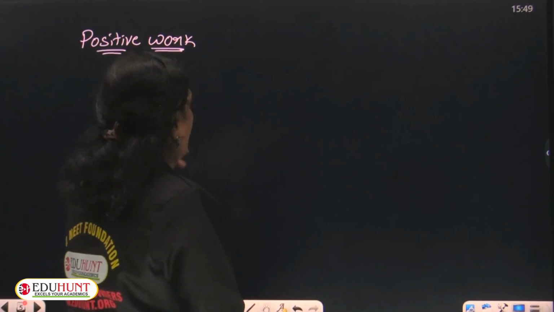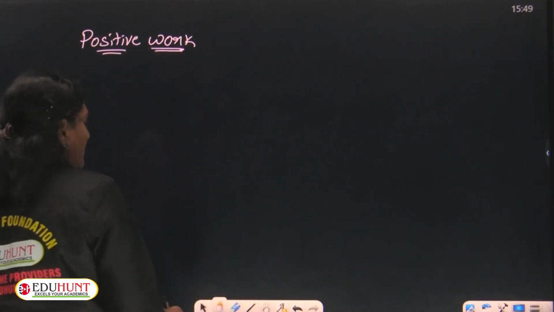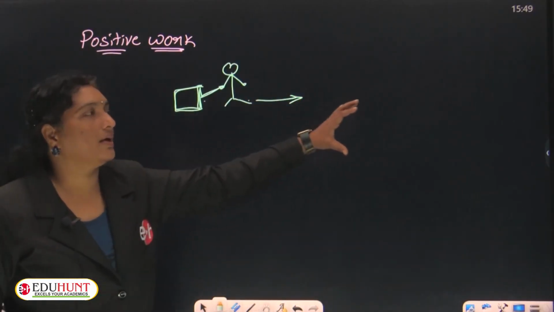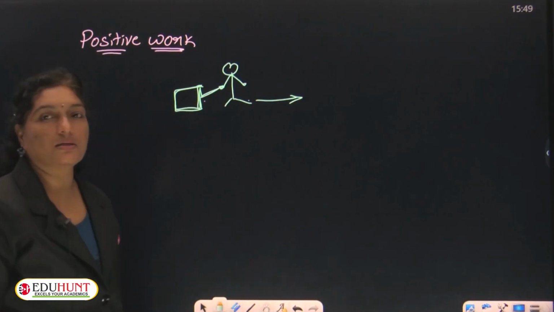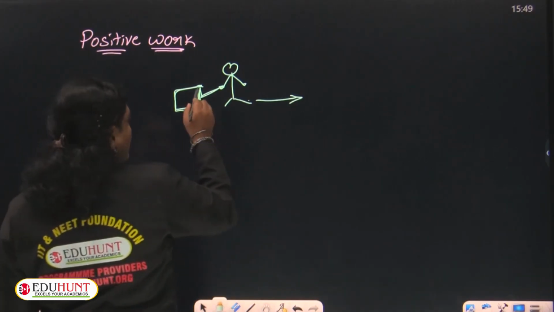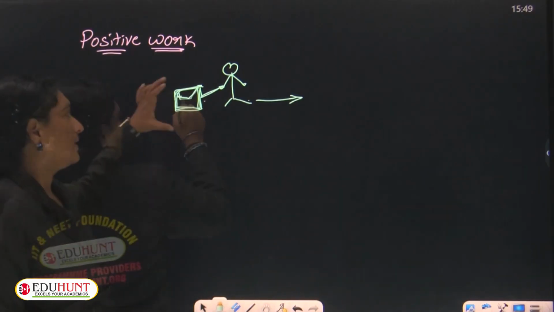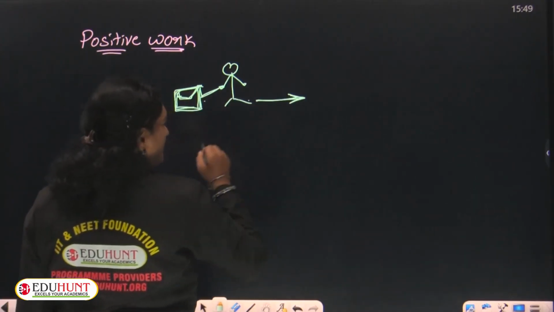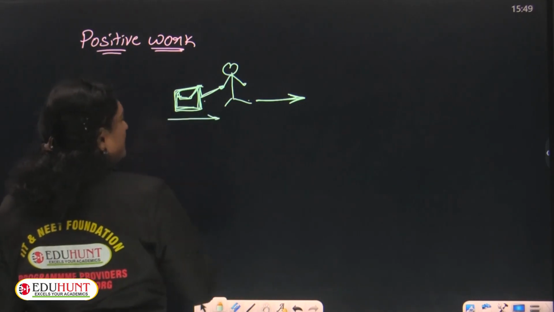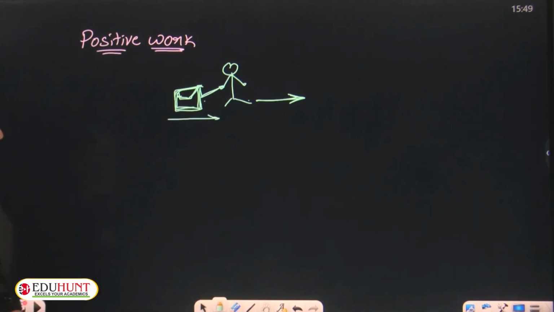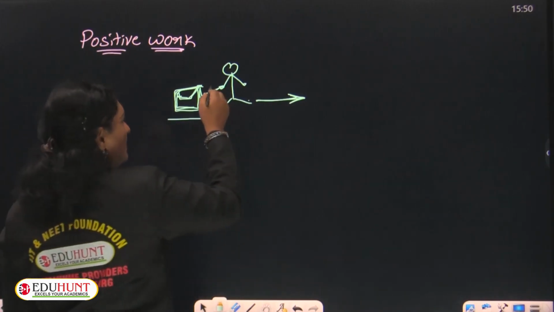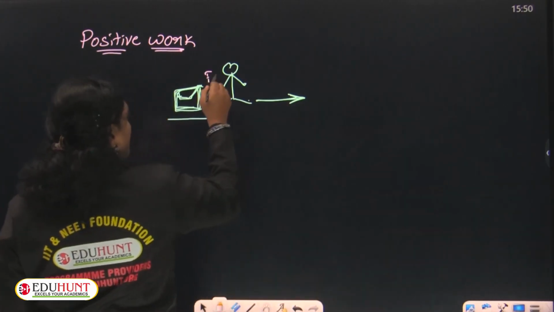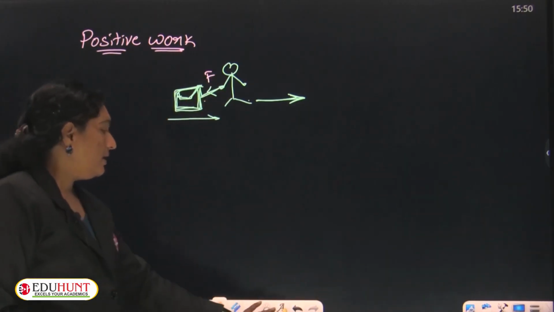First of all, positive work done. Let us consider a person moving towards the right side, pulling a load along with him. We can see that the movement of the person is in the right side direction. The block is also moving in the right side direction. No doubt the person applies some force on the body.